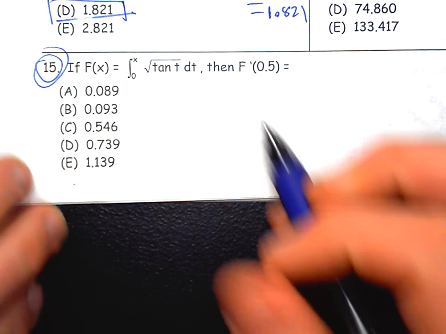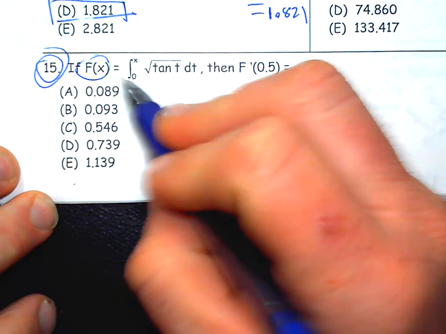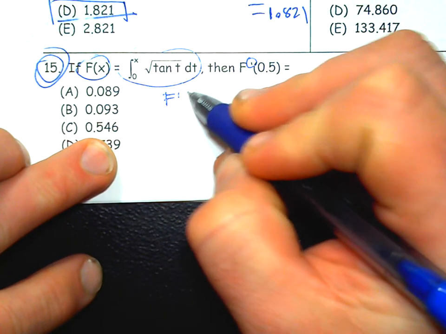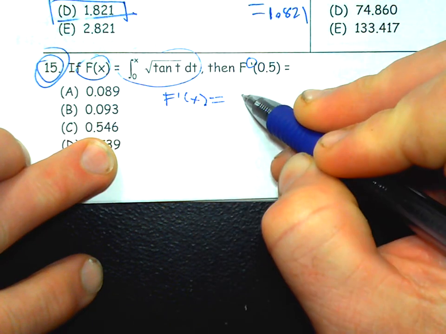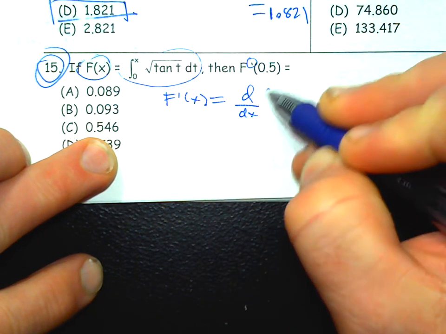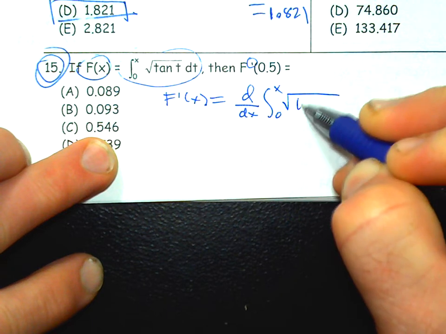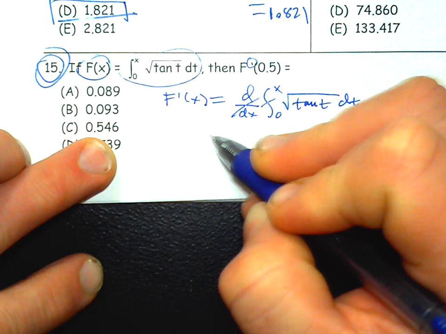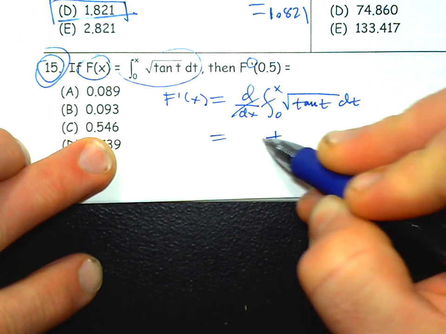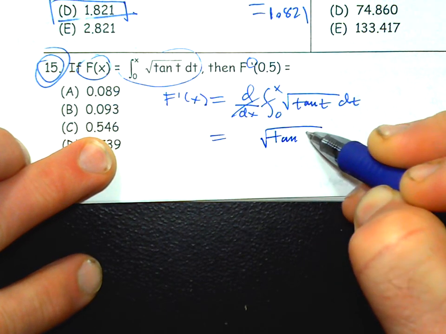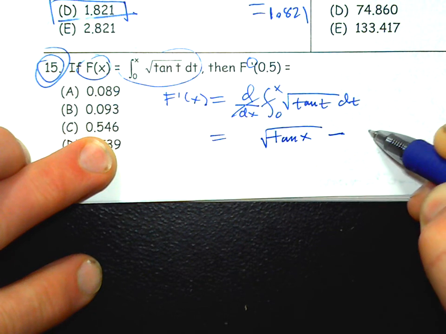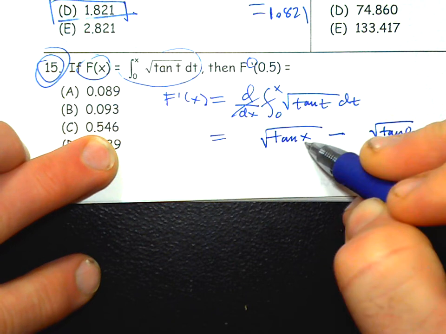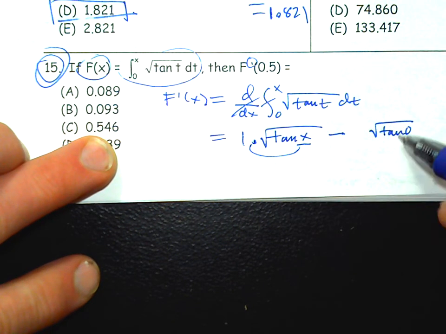Okay, so 15, they give you a function, they call it capital F, which is the integral, and they want to know what f prime of 0.5 is. So f prime means that we're going to have to take the derivative of an integral, right? Derivatives undo integrals. And then you got to plug the limit in, but you also got to plug in the bottom limit. And then you have to multiply by the derivative of what you plugged in.